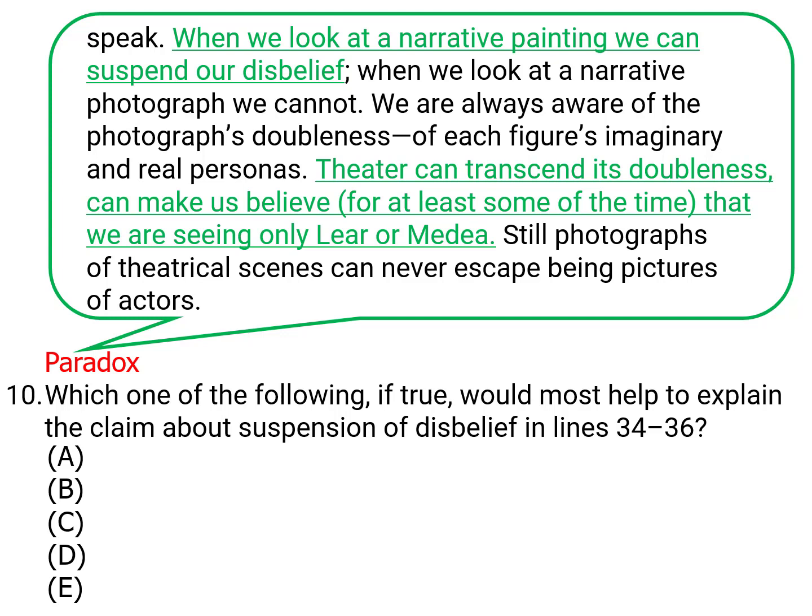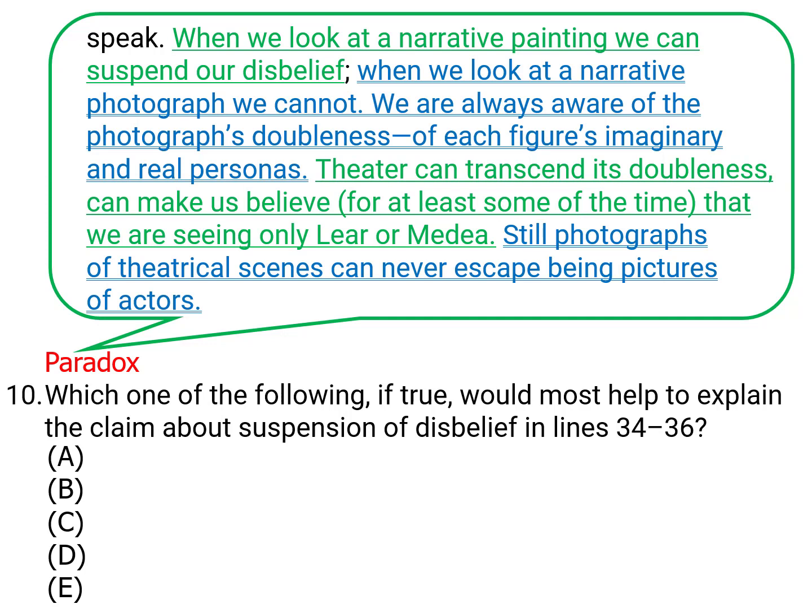But on the other hand, when we look at a narrative photograph, we can't. We're always aware of the doubleness, of the real and the imaginary. So still photographs of theatrical scenes can never escape being pictures of actors. And that's the paradox. Why is it that paintings and theater can transcend their doubleness, but narrative photographs can't? The correct answer will explain why.